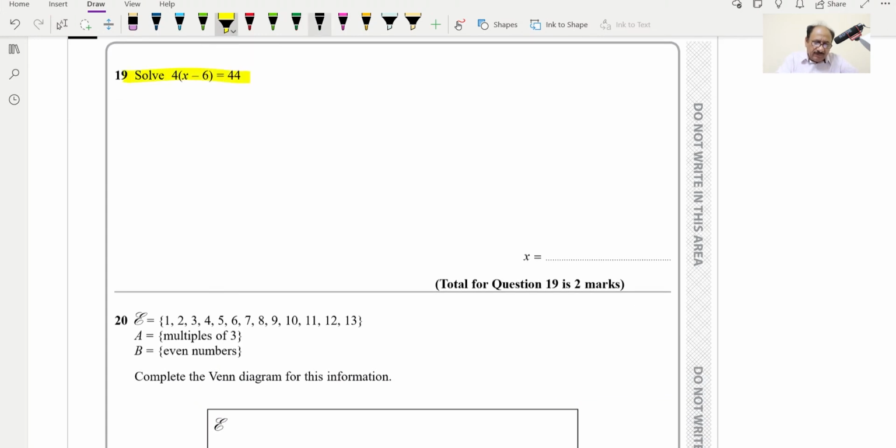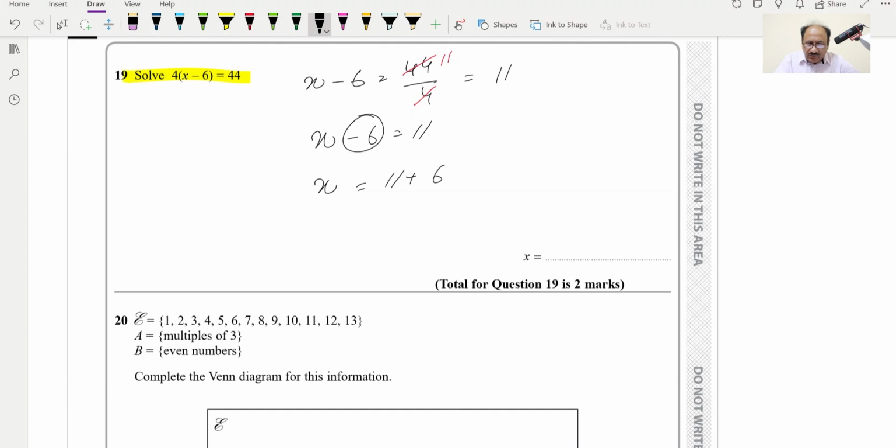We have to solve this, and to solve this one I'll shift 4 first to the other side. So 4x minus 6 will be equal to 44 over 4, which we can cancel as 11. So x minus 6 is equal to 11. This implies x will be equal to 11 plus 6. We have shifted this 6 to the other side, and this will be equal to 17. So the x value we got is 17, which we can provide over here. This was a 2 mark question.